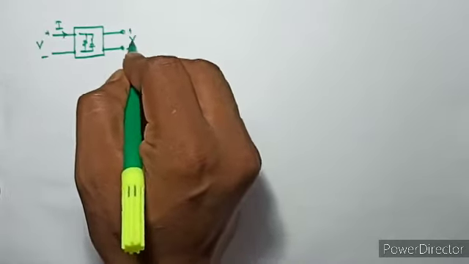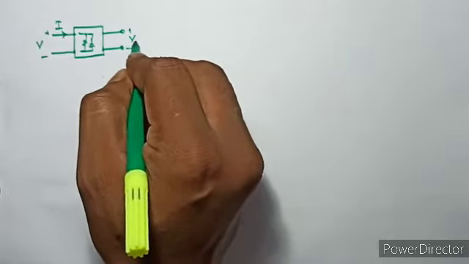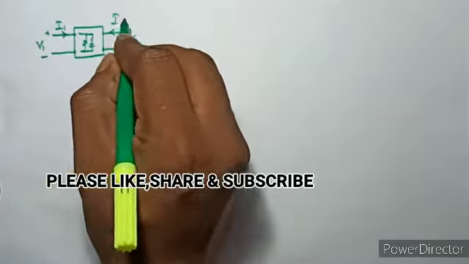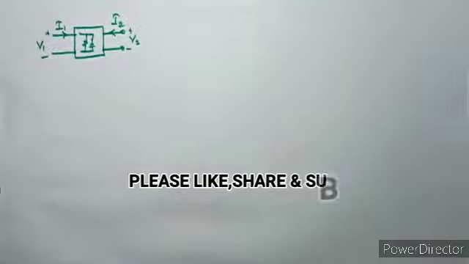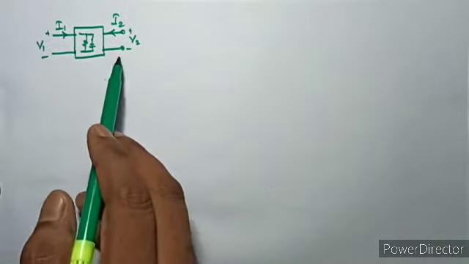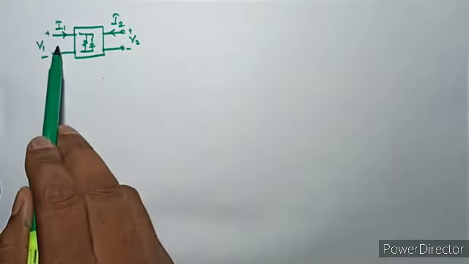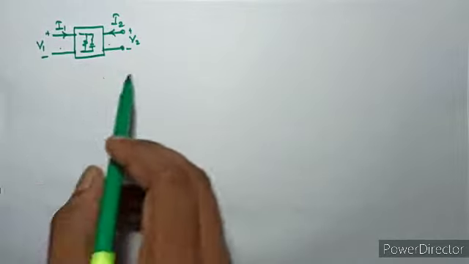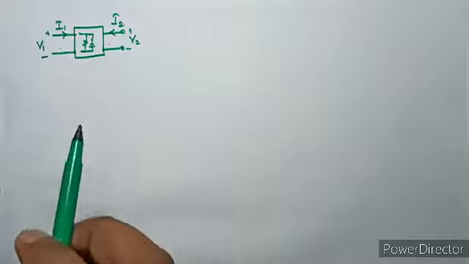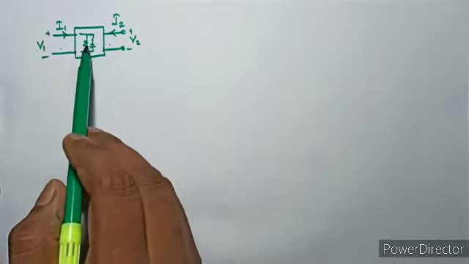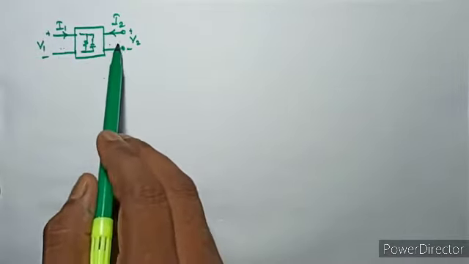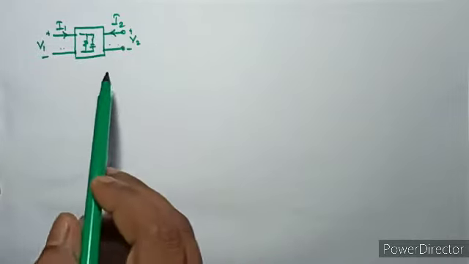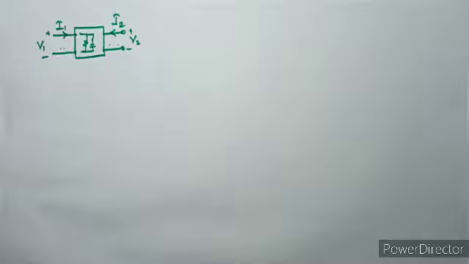Let us say this port voltage is V2, this is V1, this is I1, and the current entering through this port is I2. Then this network will have two ports, port 1 and port 2. Then this setup will be called a two-port network, meaning this network has two ports, input port and output port. So this is a system which we call a two-port network.